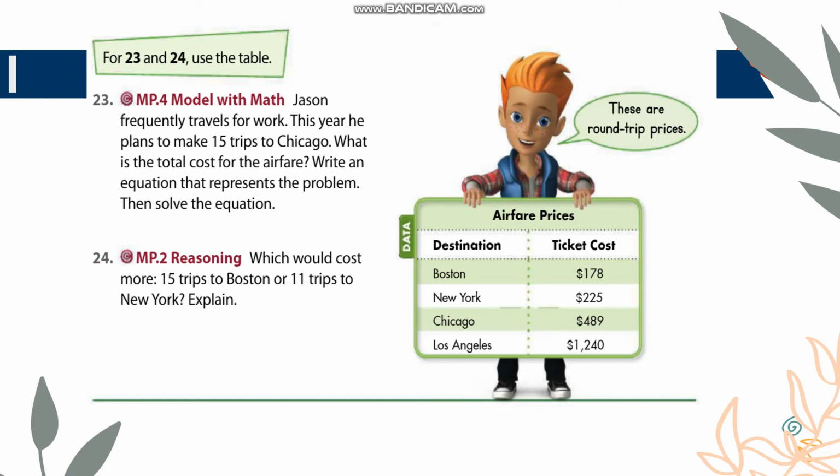Number 23. Jason frequently travels for work. This year, he plans to make 15 trips to Chicago. What is the total cost for the airfare? So write an equation that represents the problem, then solve the problem. So the correct answer is 7,335. Why? Just simply multiply 489 by 15, because going to Chicago, the ticket costs 489.